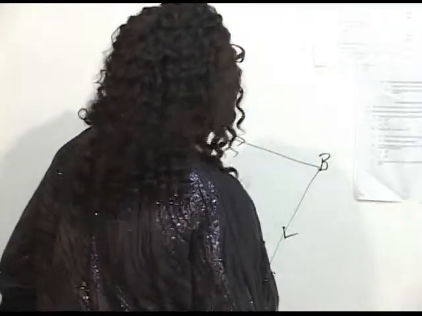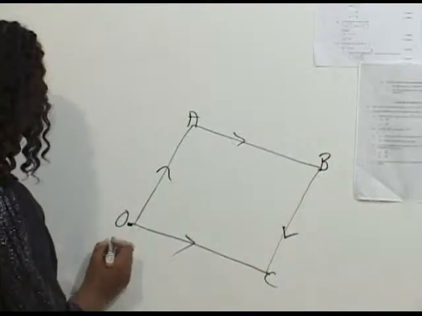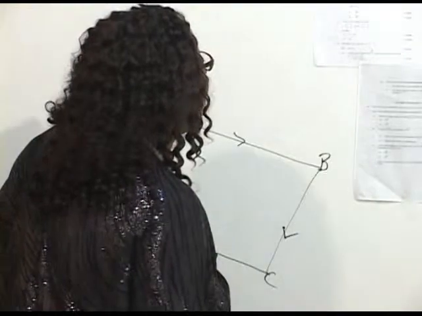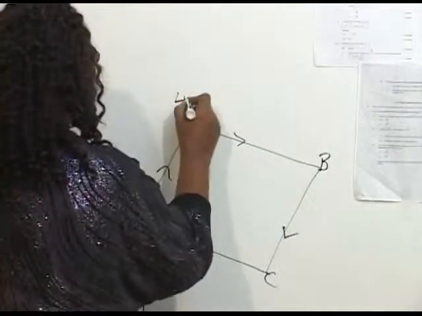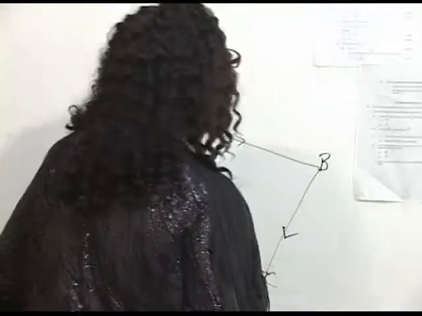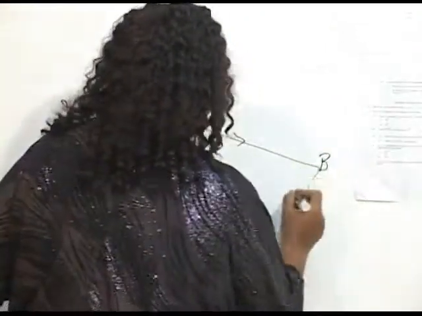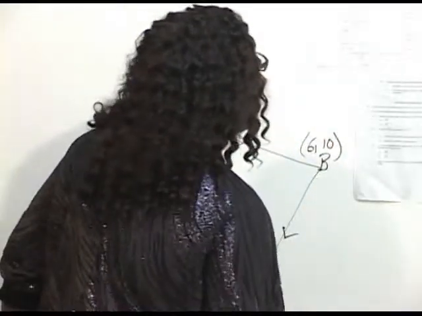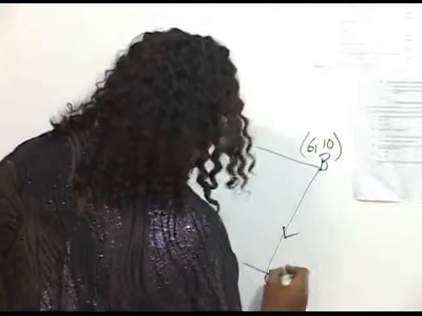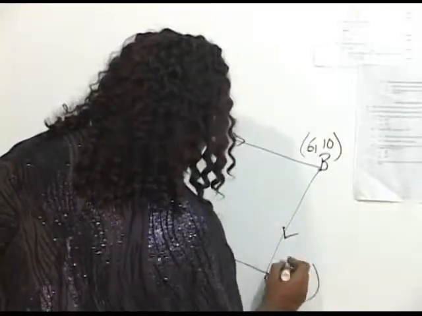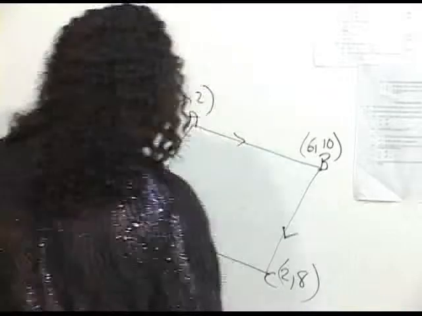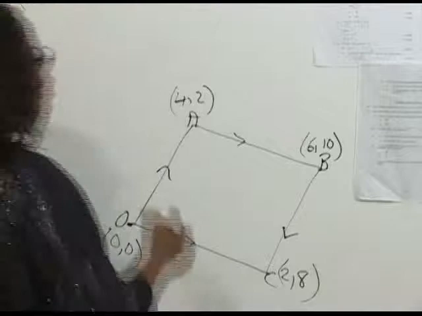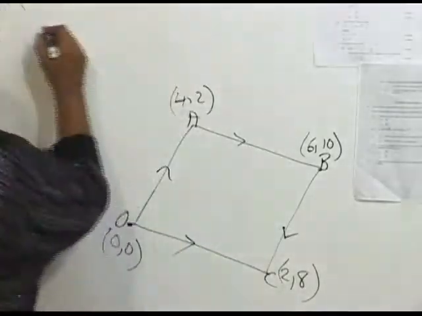And it says O would have been coordinates 0, 0. And A would have been 4, 2. And B would have been 6, 10, and C 2, 8 respectively, 2, 8. And the question, we are going to have to find OA. And we also have to find CB.